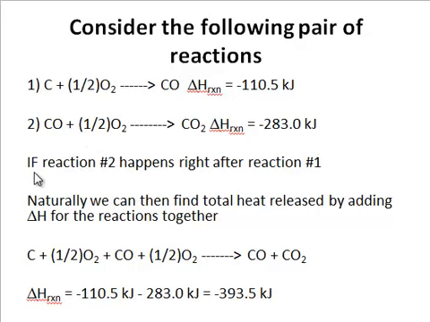If reaction 2 happened right after reaction 1, in other words, if a mole of CO got made and then that mole of CO got reacted, naturally the total heat released can be found by adding delta H for these two reactions together. Further, we could write the two reactions together: C plus 1/2 O2 plus CO plus 1/2 O2 goes to CO plus CO2.